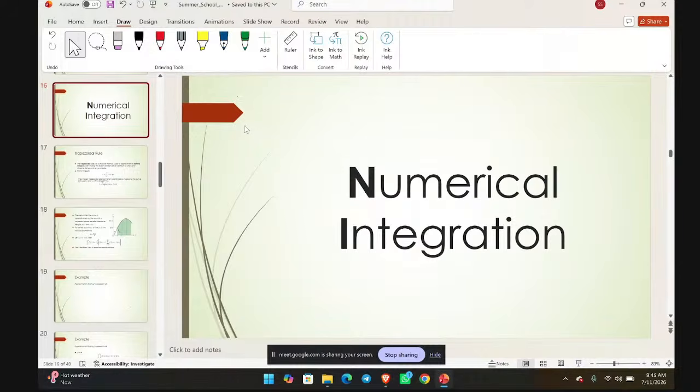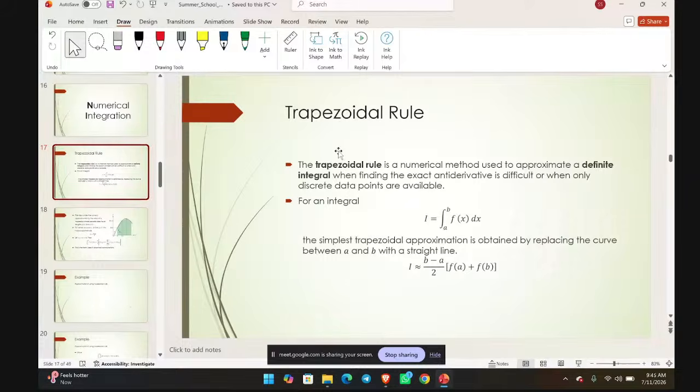For example, if we have a velocity function as a function of time, and we want to calculate the distance in the time interval, let's say from 1 second to 3 seconds, we use integration to calculate this. Basically, what integration means is area under the curve. So we use numerical methods to approximate for some non-integrable functions. One such method used for numerical integration is the trapezoidal rule.